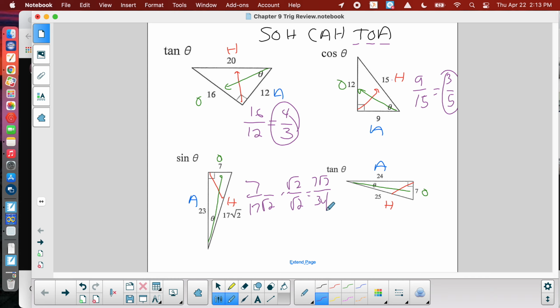I don't know if I gave you any on the test that are actually that hard. I think most of them are pretty straightforward, kind of like this one here. Tangent is opposite over adjacent, or 7 over 24. That doesn't even reduce. That's just exactly what it is.